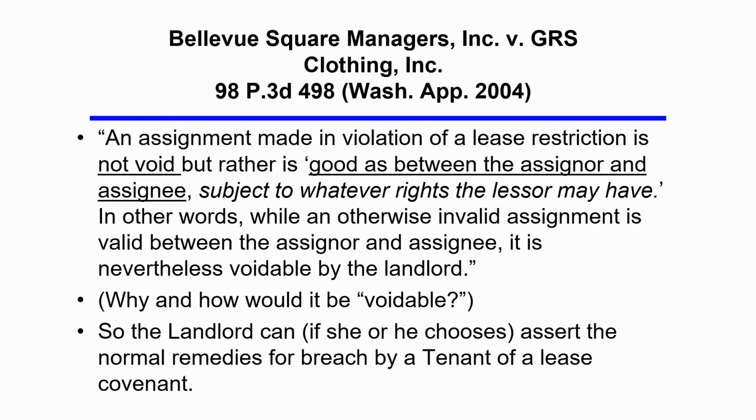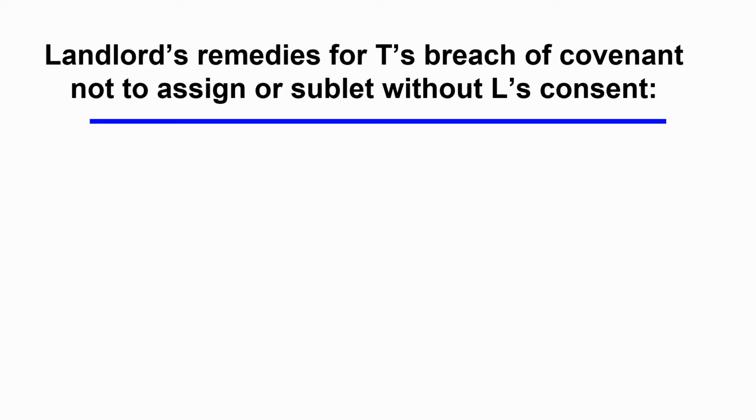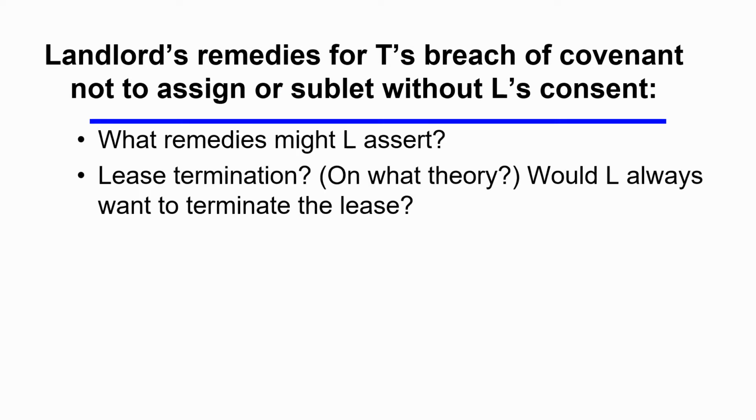What are those normal remedies? Well, classically, they are either a claim for damages against the tenant or termination by the landlord of the lease itself. So the landlord might assert the following remedies. Lease termination? Why? Well, either because there's a statute in the state that allows landlords to terminate for material breaches by tenants, or because the lease says the landlord can do that.